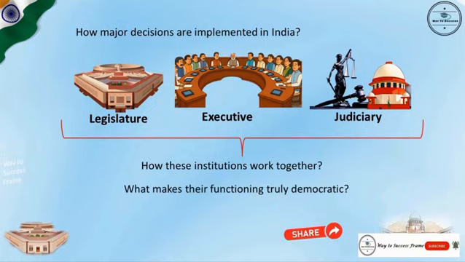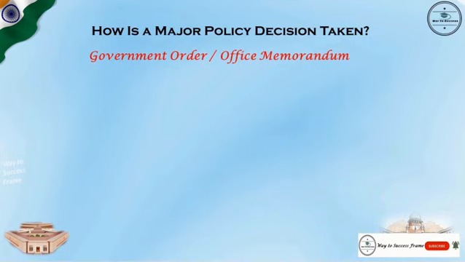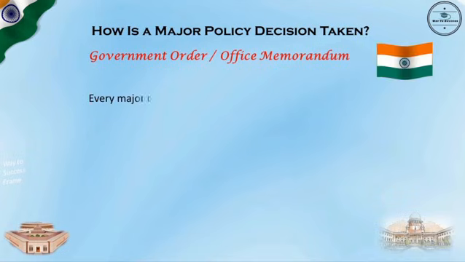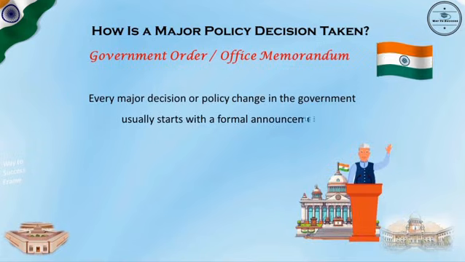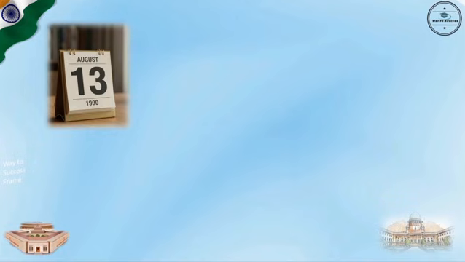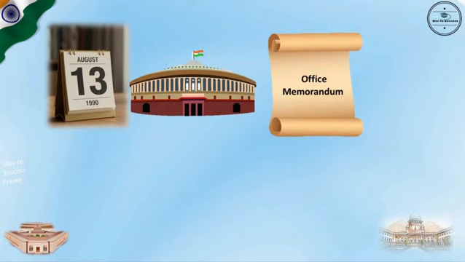Let's get started. How is a major policy decision taken? Government order or office memorandum. Every major decision or policy change in the government usually starts with a formal announcement. On 13 August 1990, the Government of India issued an order called an Office Memorandum.